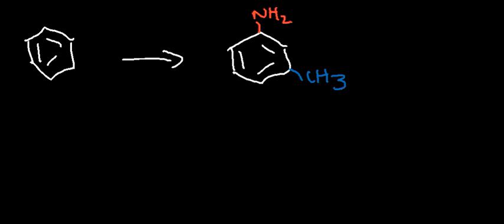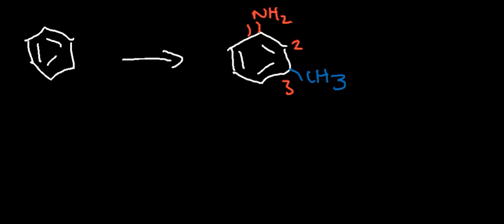If we add the methyl group first, we won't get the answer we want because methyl is ortho-para-directed. And right now, these two groups are meta with respect to each other. If this is carbon 1, then this is carbon 3. So we need a meta director. Now, NH2 is an ortho-para director. So if we put the NH2 first on the ring, it's going to tell the methyl group to go in the ortho-para position. So that's not going to work either. So what can we do in this reaction?